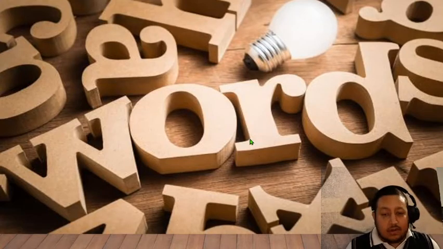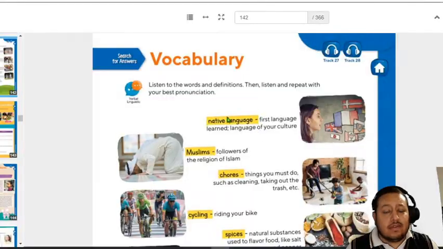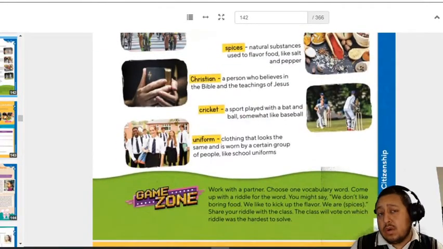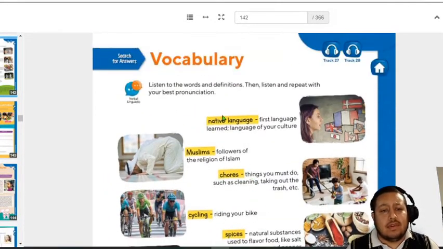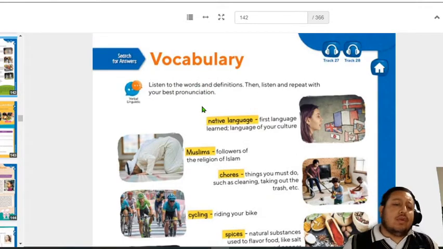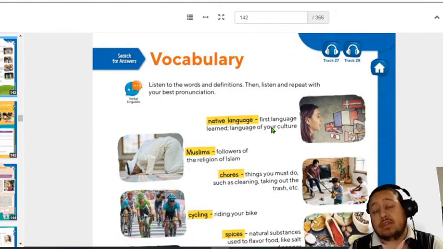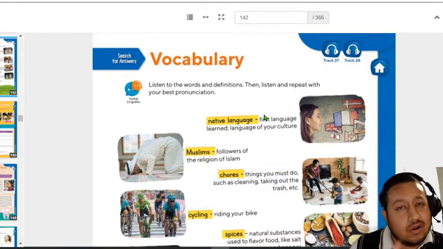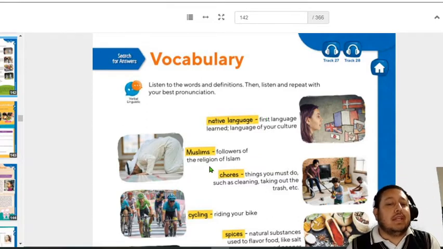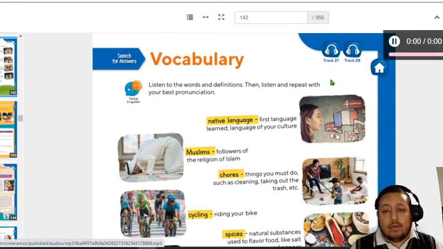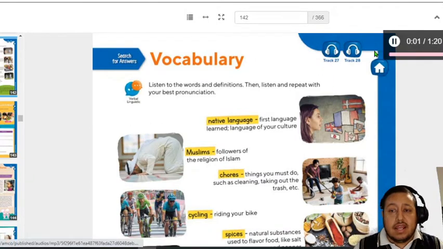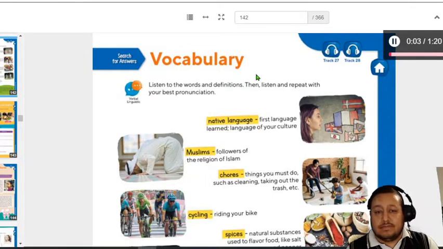Here, guys, is the new vocabulary, and this new vocabulary is on page number 119. So I would like you to be there. Vocabulary, what are we gonna do here? It says listen to the words and definitions. Then listen and repeat with your best pronunciation. So remember, every time we learn new vocabulary, you need to repeat. I will play the audio track 27.